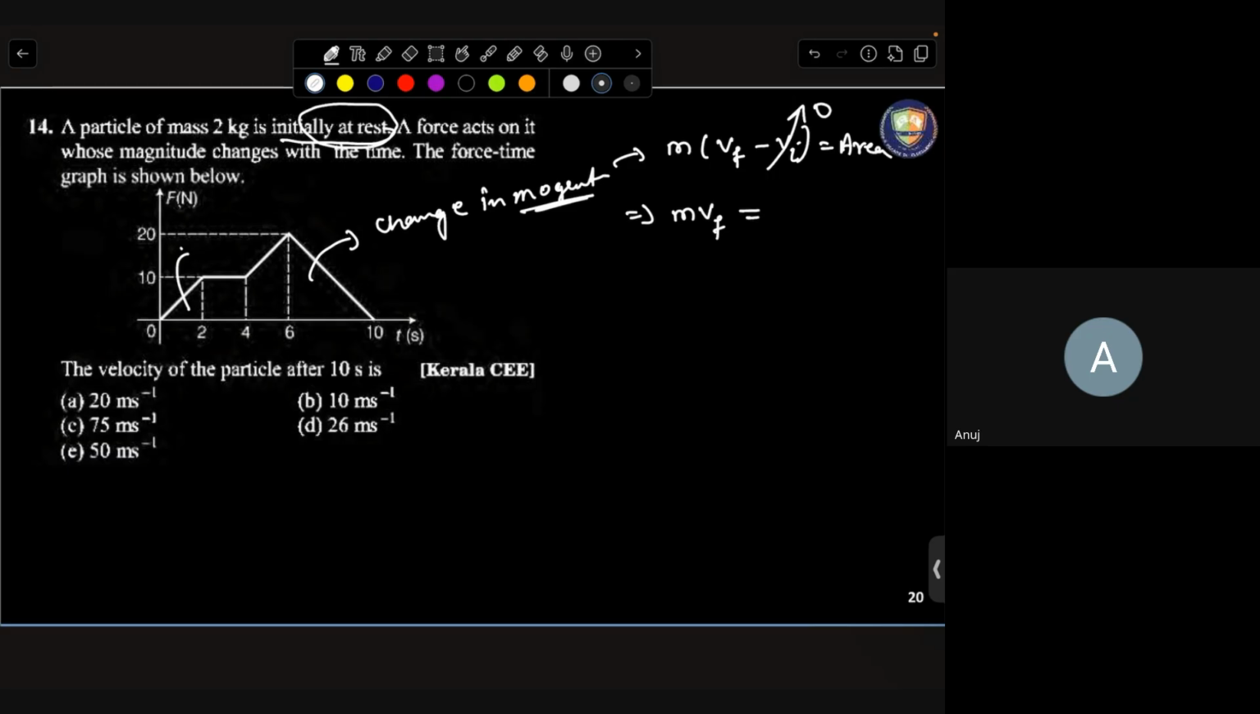This area is how much? 10 into 20 divided by 2, this is 10 and this will be 20, 10 plus 20, this is 30, and this is 20 into 40 divided by 2. So overall area we are getting is 100 and mass is 2 kg. So v is equal to 100 by 2, which is 50. So this is the correct answer. I hope you understood this one. Let's see the next.